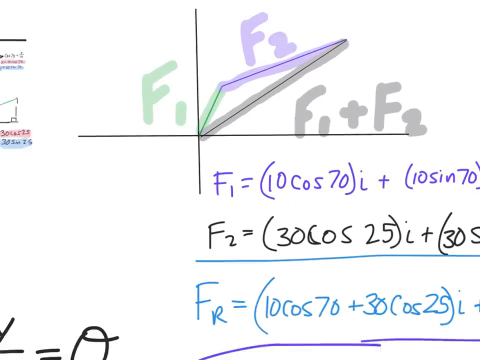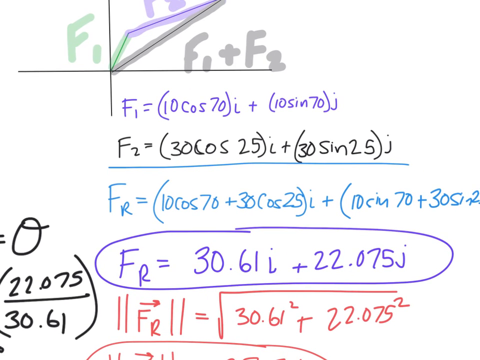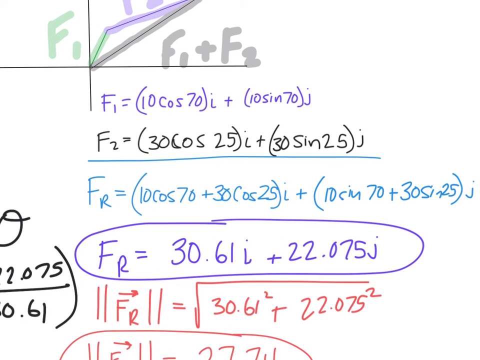So what we're going to do with those pieces of information is add them together. You can see here some arithmetic. We can see force 1 in terms of i and j was 10 cosine 70 i plus 10 sine 70 j, and force 2, 30 cosine 25 i plus 30 sine 25 j. Well, the resultant force is just going to be the sum. So I add the horizontal and vertical components together, and as a result, with some fancy math here, we end up with 30.61i plus 22.08j, which I didn't round to the hundredth.